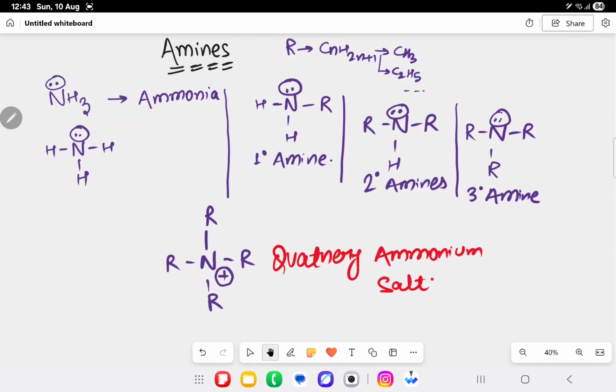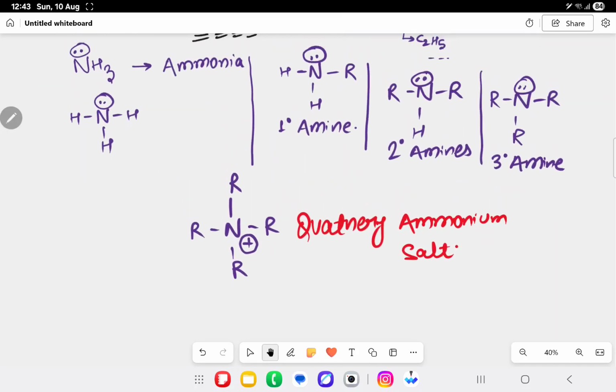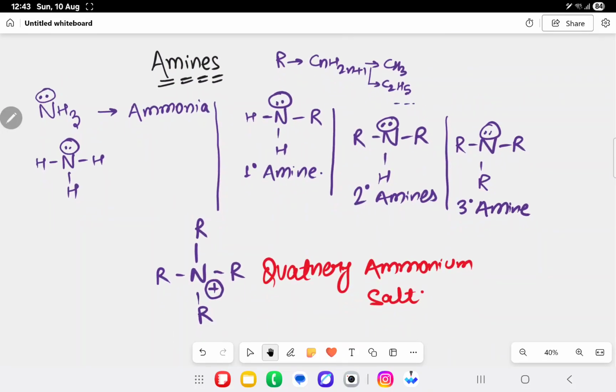What do you mean by ammonia? What do you mean by 1 degree amine? What do you mean by 2 degree amine? What do you mean by 3 degree amine? And what do you mean by quaternary ammonium salt? After knowing this part, if you want, you can take a screenshot of this.